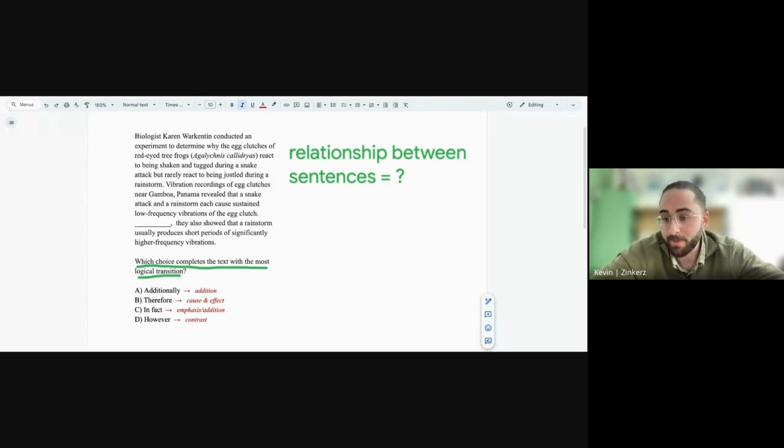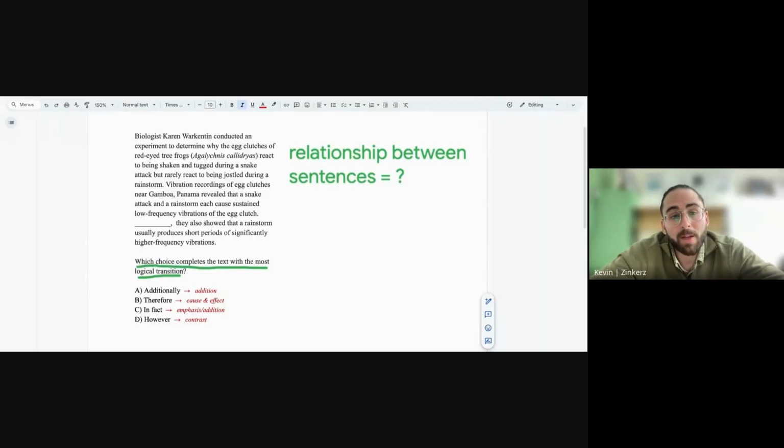For instance, the first sentence might provide you with a cause of something, whereas the second sentence might give you the effect of that thing. And I might want to choose a transition word like therefore if that's the relationship that is at play.